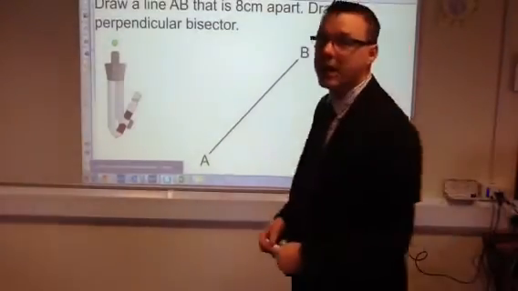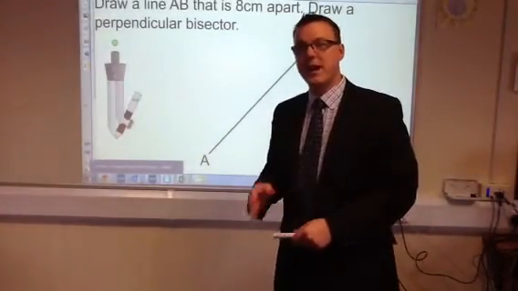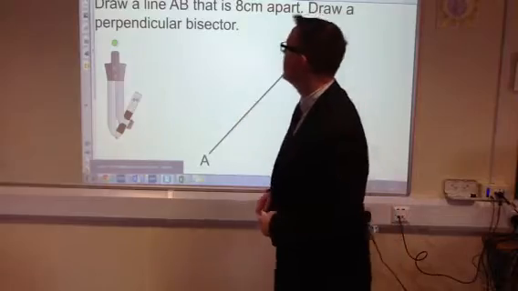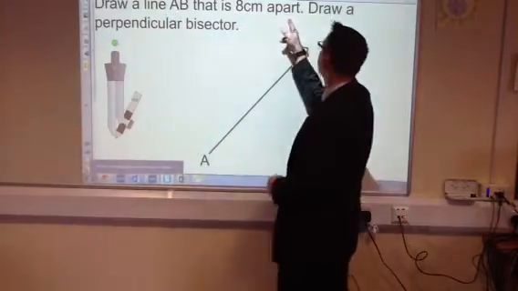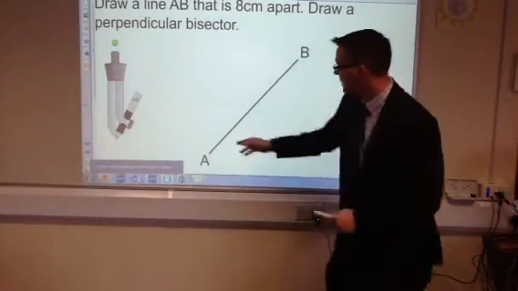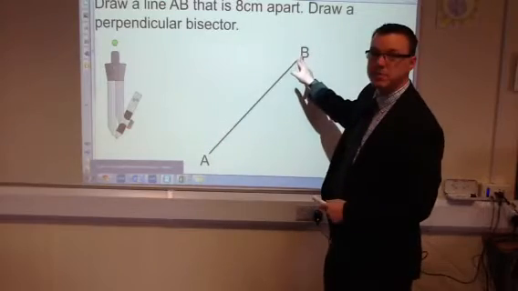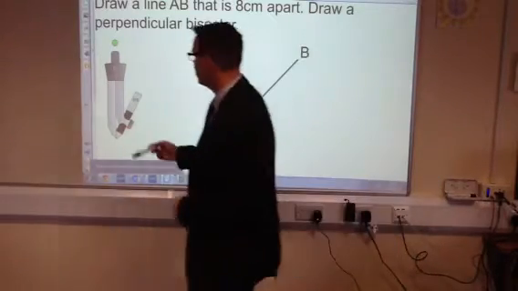Okay, today we're going to be looking at constructing perpendicular bisectors and angle bisectors. I've got my question here. Draw a line AB that is 8 centimetres long. Draw a perpendicular bisector. There's my line, AB, 8 centimetres long, and it's about drawing a perpendicular bisector.